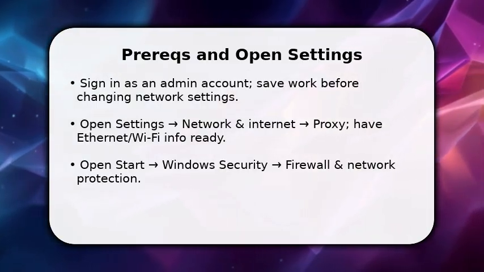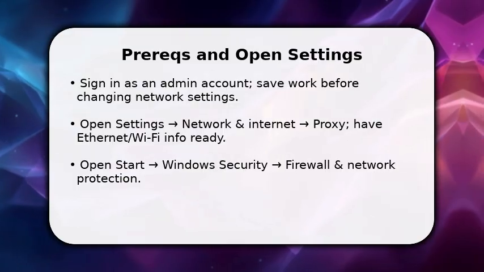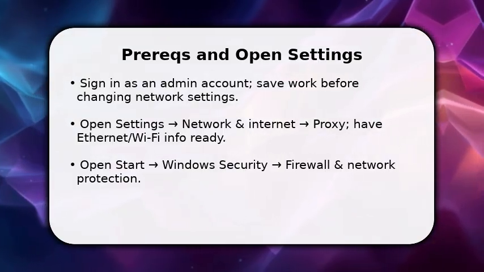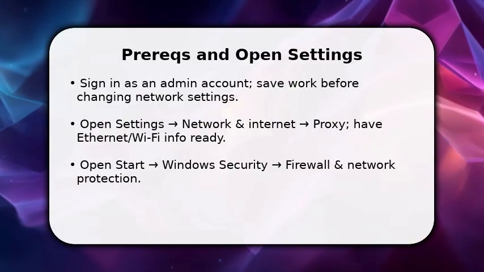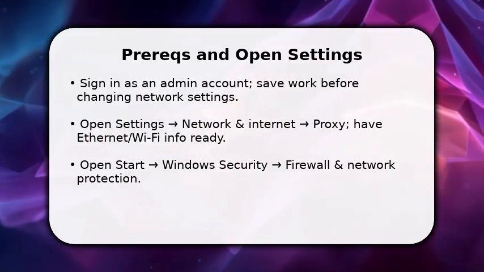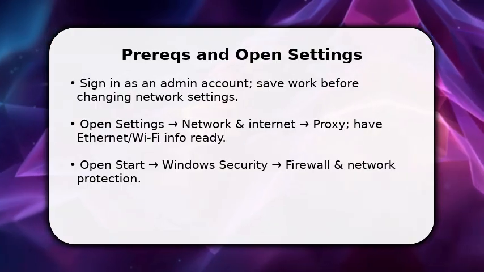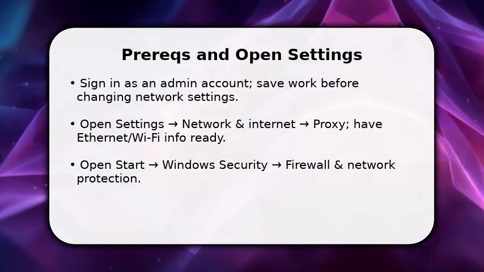Open Settings and go straight to Network and Internet, then Proxy. This is where automatic and manual proxy setups live. Once there, keep your current connection type in mind because proxy rules can differ for Ethernet versus Wi-Fi.